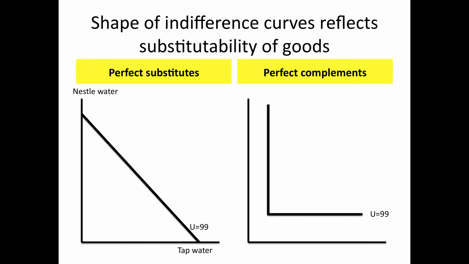To a lot of people, bottled water and tap water are perfect substitutes. They'll take one versus the other. When those goods are perfect substitutes, their indifference curve is a straight line, as I've drawn here. Now note that that line is downward sloping.